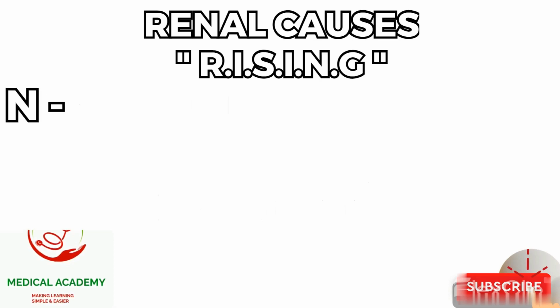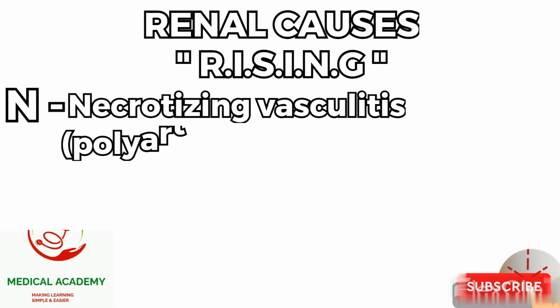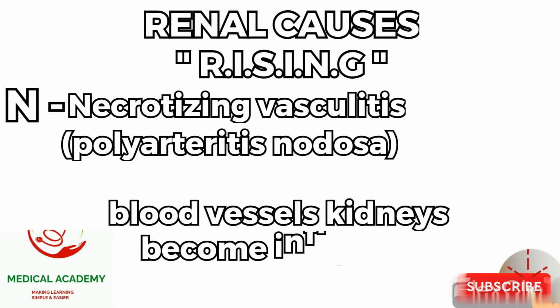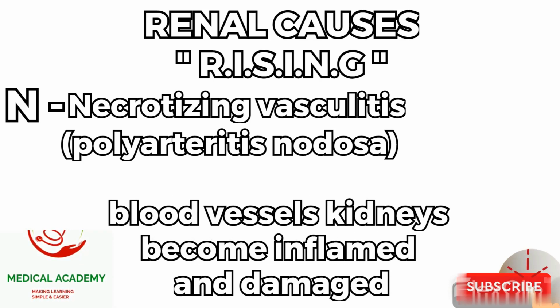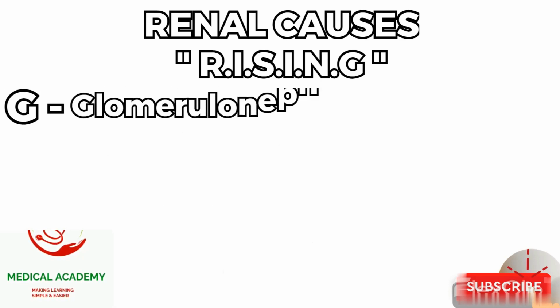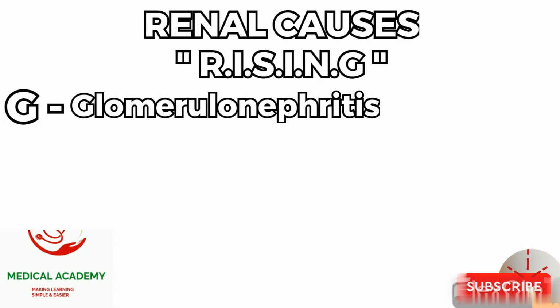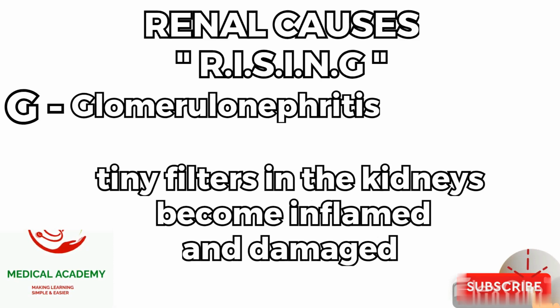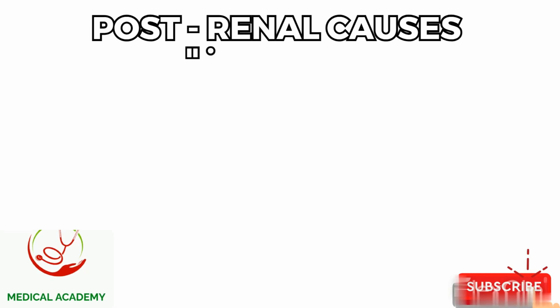N. Necrotizing vasculitis such as polyarteritis nodosa, Wegener's. Necrotizing vasculitis is a condition where the blood vessels in the kidneys become inflamed and damaged, leading to renal failure. G. Glomerulonephritis. Glomerulonephritis is a condition where the tiny filters in the kidneys become inflamed and damaged, leading to renal failure. Lastly, let's talk about postrenal causes.